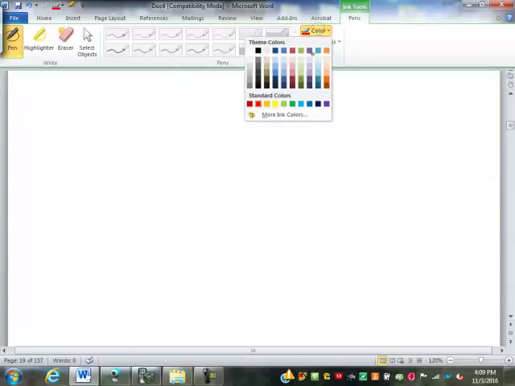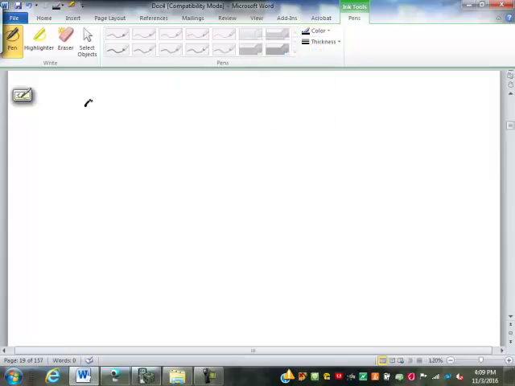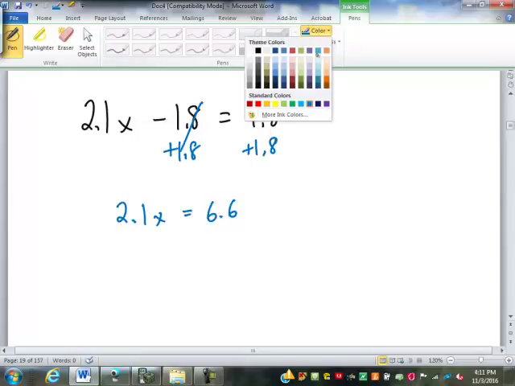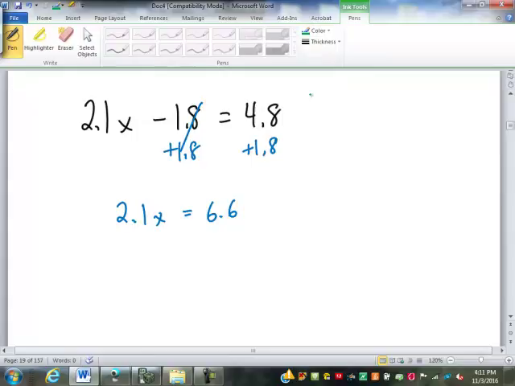Let's try another one. Let's say 2.1x minus 1.8 equals 4.8. Have you tried that one in your notes quick? So what's step one going to be? Add 1.8. So 2.1x equals 6.6. And then divide by 2.1.